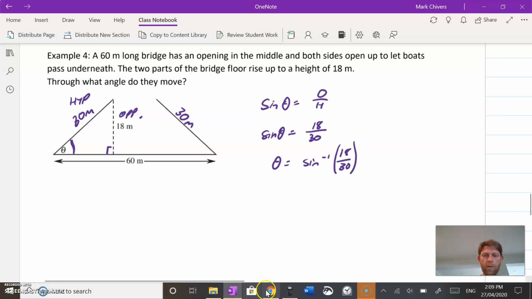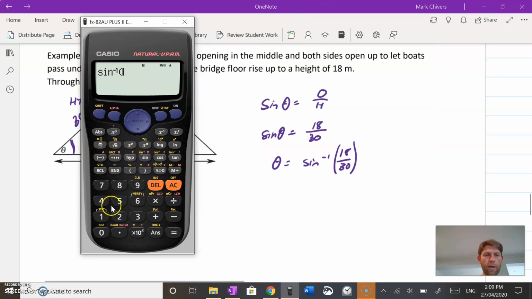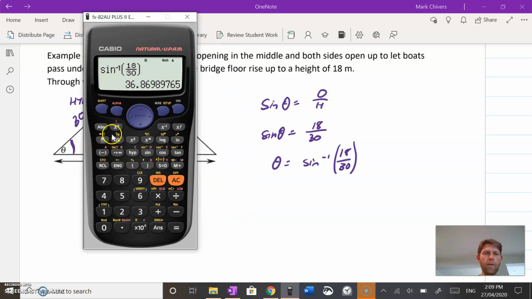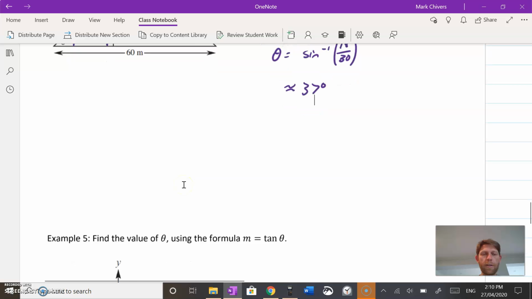Once again, straight into the calculator with that one. Shift sine of 18 over 30. The question doesn't actually say, so in this particular case I'll just go to the nearest degree. So that's 36.8, it's going to round up to 37, so that's approximately 37 degrees. So in other words, the bridge bases open up to an angle of 37 degrees.